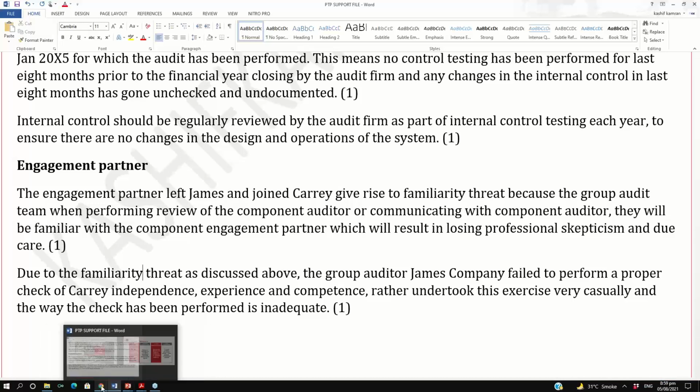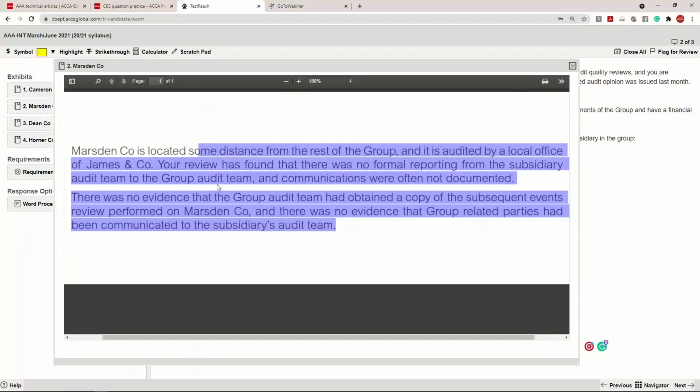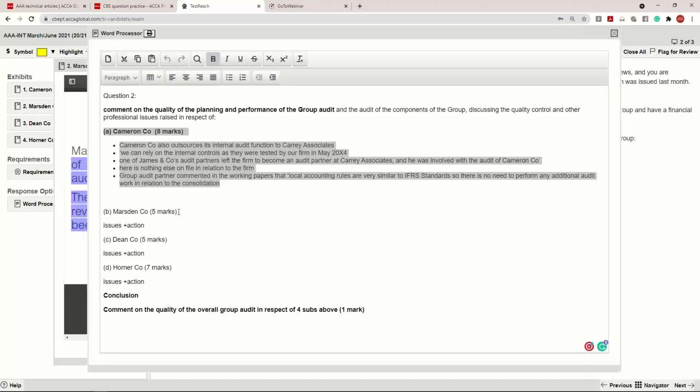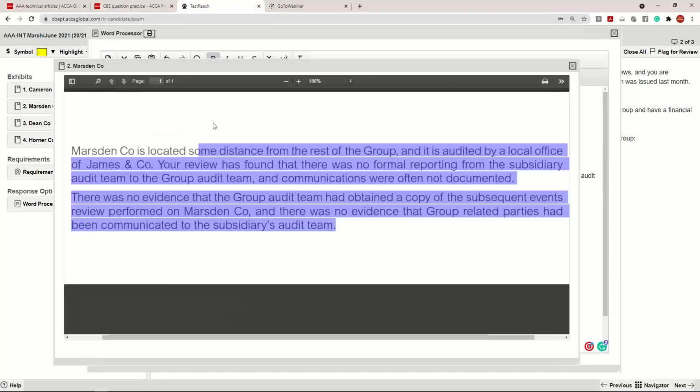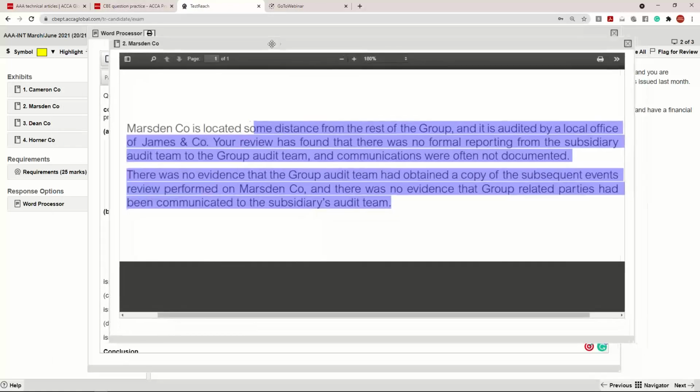Okay, you go back to the next situation. Is everyone ready for the second situation, Marston Company? So you open your word processor and you put the next heading, Marston Company. And in the Marston Company, you start reading the case, and any problem you identified, you will start putting it under the Marston Company.